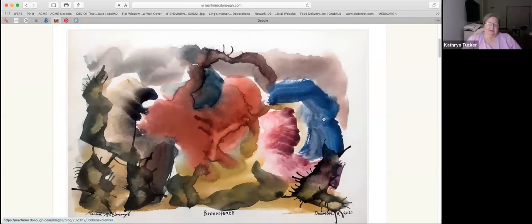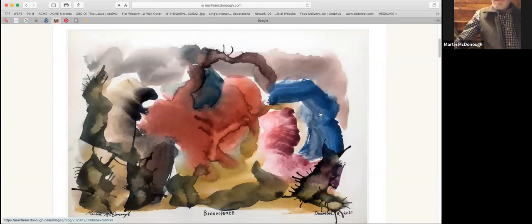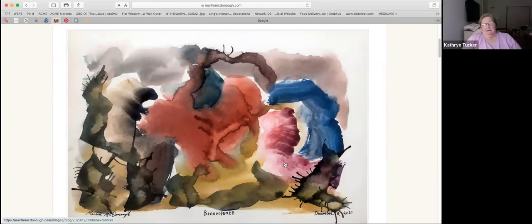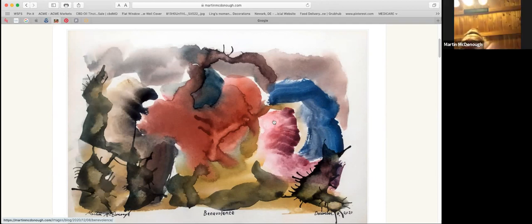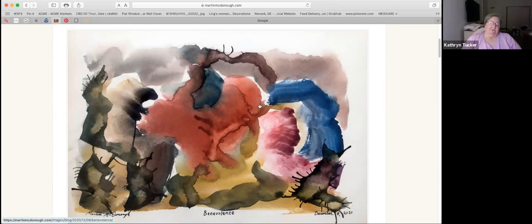I like the way this blue ribbon leans over and just about touches the red. Yeah, just barely touches, doesn't it? And then this one here does touch it. These two are wanting to come to the red guy.